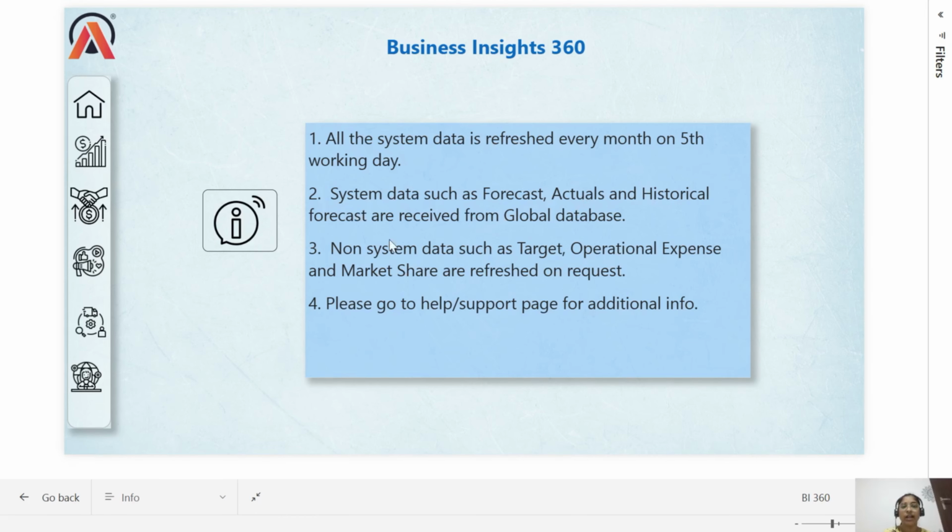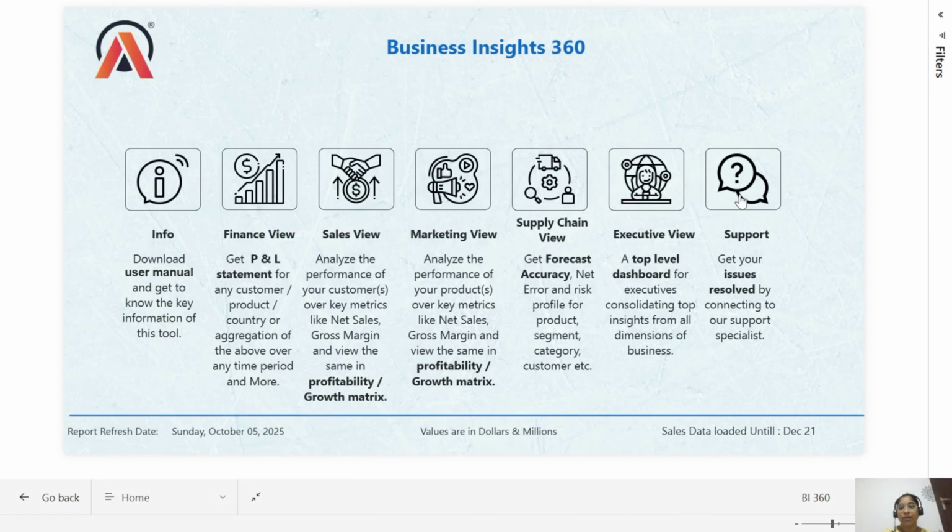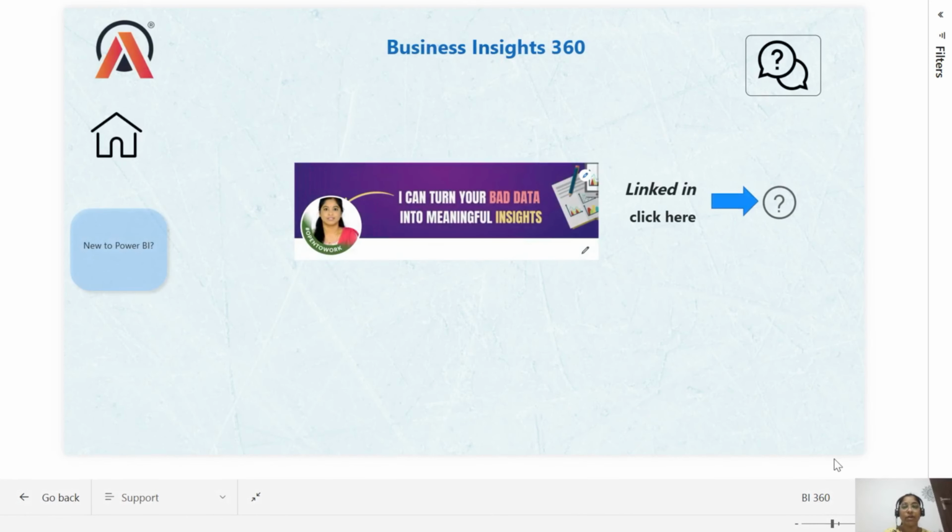Additionally, I included some Excel files like target, operational expense, and market share, on refresh and request time only. If you need any additional support or help, please go to my home page, then click the support page, which navigates to my support page. Here I added some buttons and my LinkedIn account. If you click it, this page navigates to my LinkedIn account. If you have any additional support or information, please feel free to connect via my LinkedIn account.